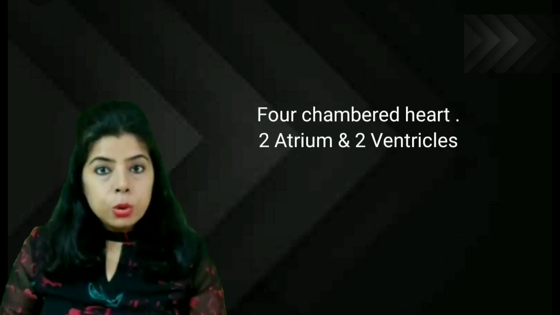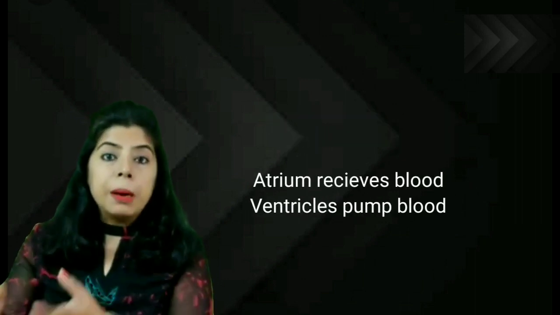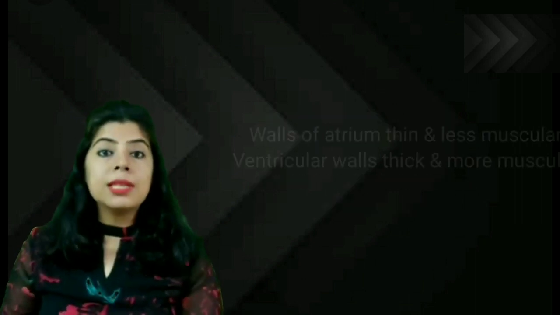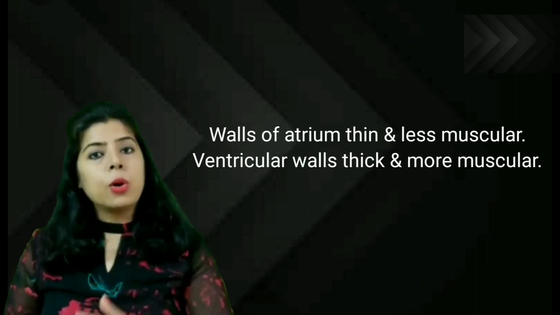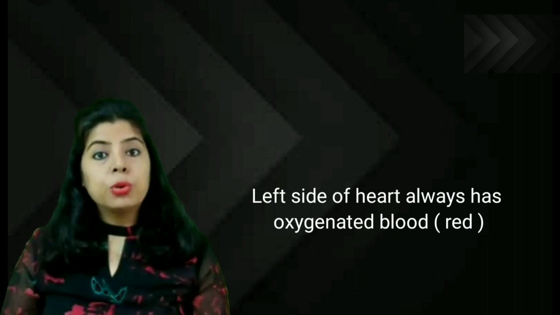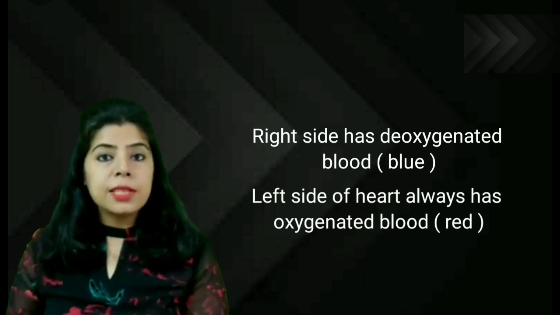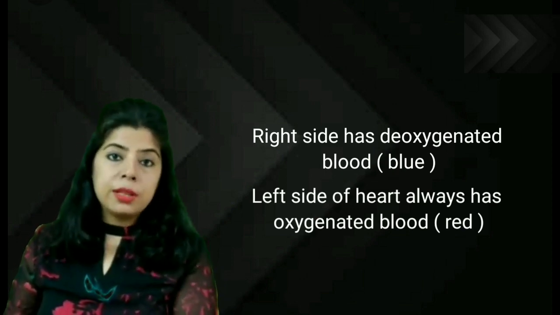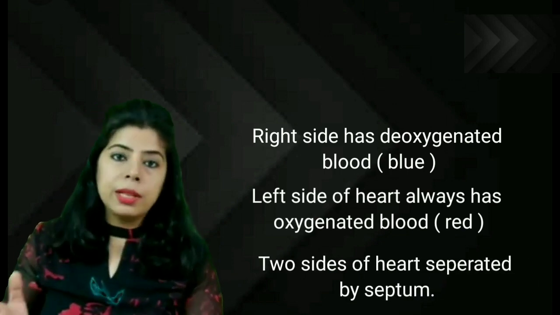So I hope this is clear to you. We have a 4-chambered heart: 2 atria, 2 ventricles. The atrium always receives the blood, and the ventricle pumps the blood, so the ventricular walls are thicker compared to the atrium. The left side of the heart always receives oxygen-containing blood, shown in red color, and the right side always has deoxygenated blood, shown in blue color. They are separated by a wall of muscle called the septum.